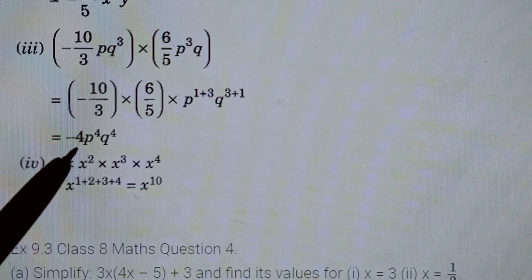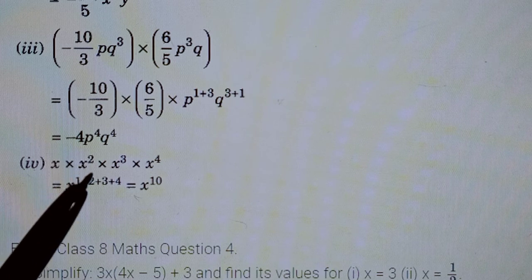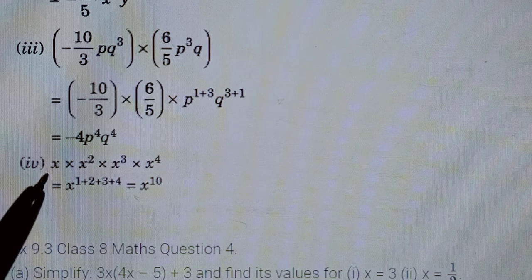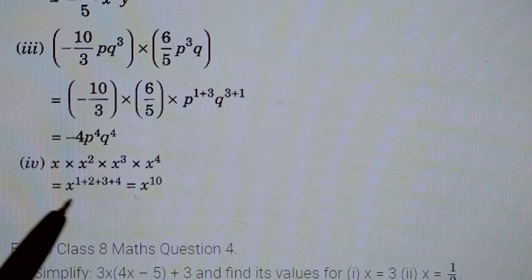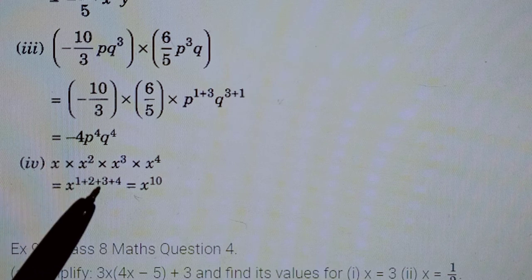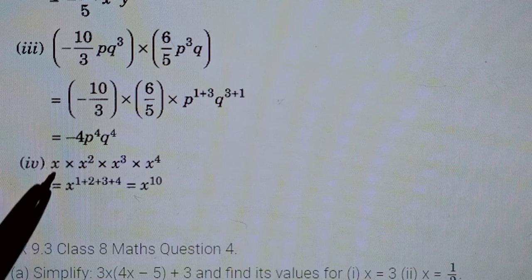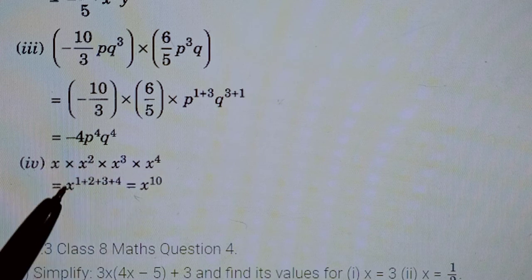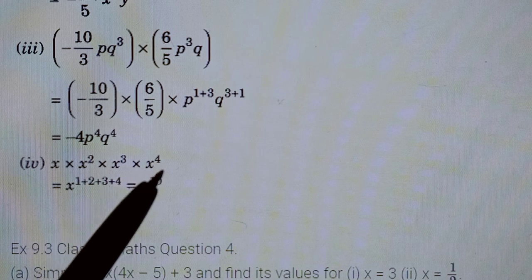That's your product. The last one, all were x, x, x, x. 4 monomials being multiplied. The rule remains the same. There was no sign, all positive, so the answer will be positive. Then no numerical constant was there. So we simply need to focus on the variable. All variables are the same, so you will add the powers. 1 plus 2 plus 3 plus 4. So total now we have x to the power of 10.